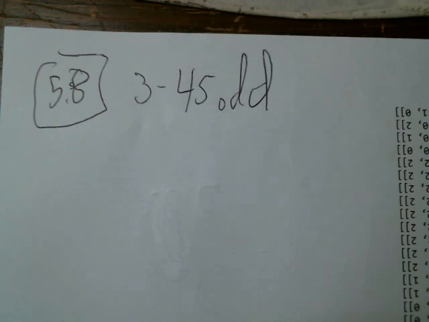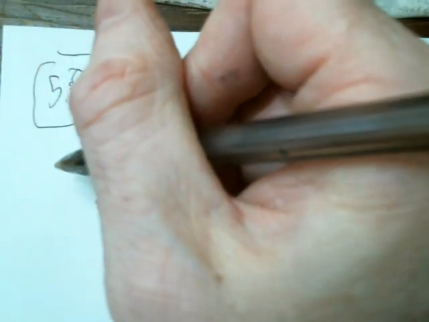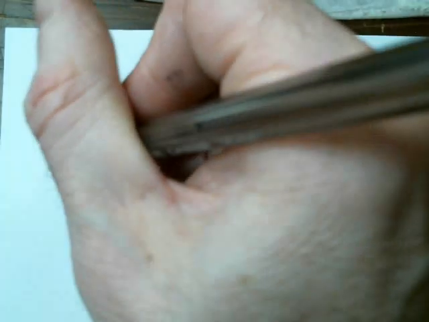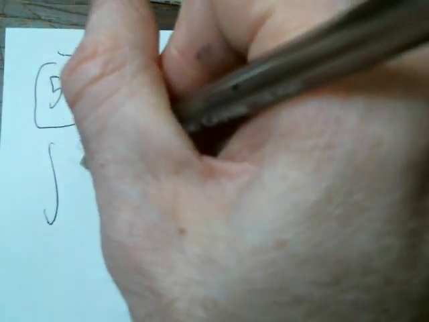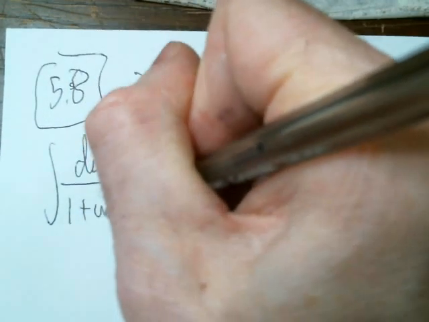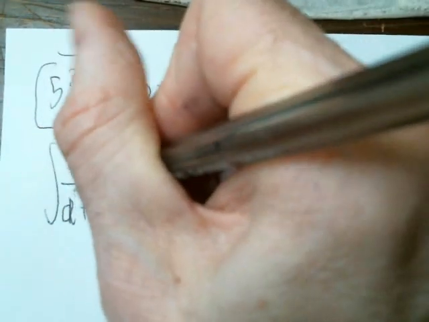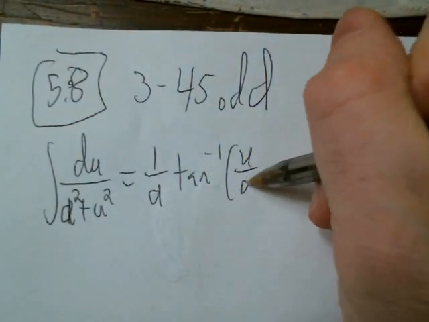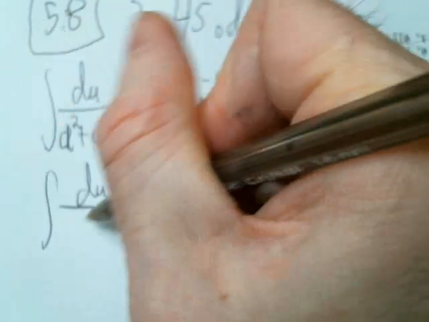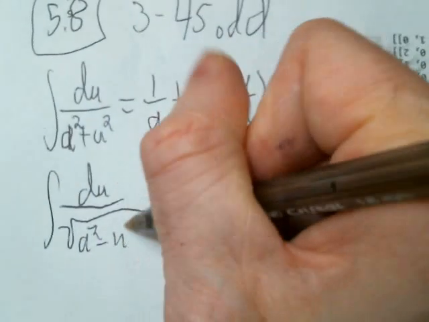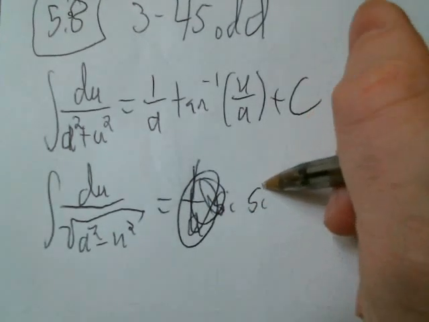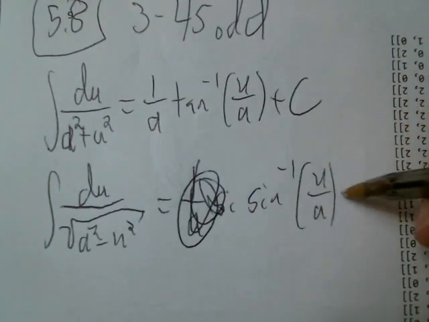So the two main formulas, if you are memorizing things for my test, and on my test I'll probably focus in on these formulas, should be the following: the integral of du all over a squared plus u squared is 1 all over a, tan inverse of u all over a, plus c. And then the other one we need is du all over the square root of a squared minus u squared, which is sine inverse of u all over a, plus c.